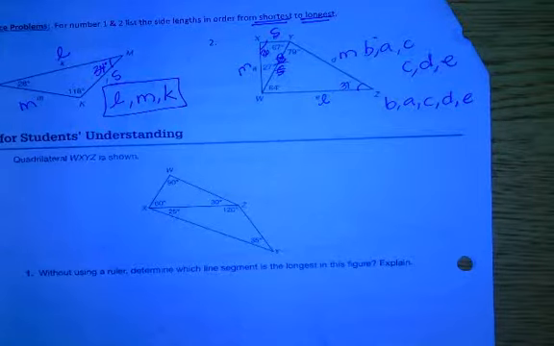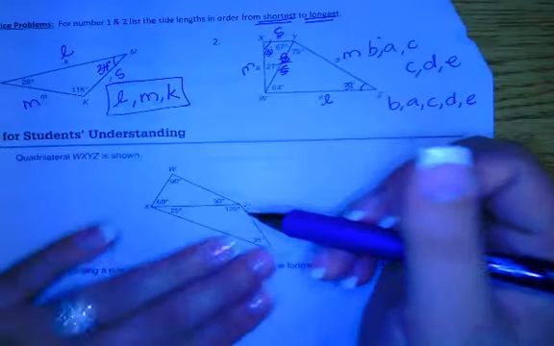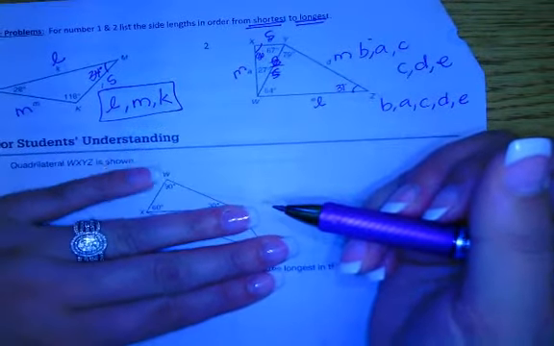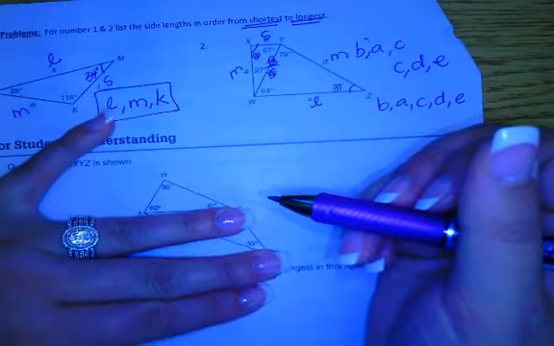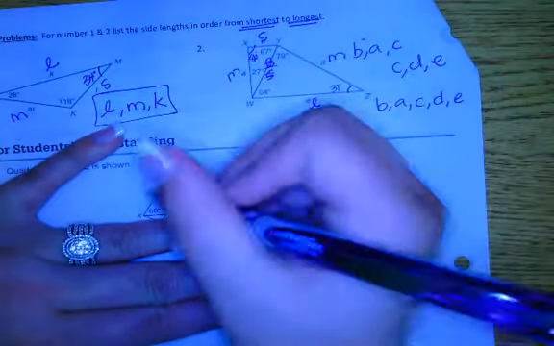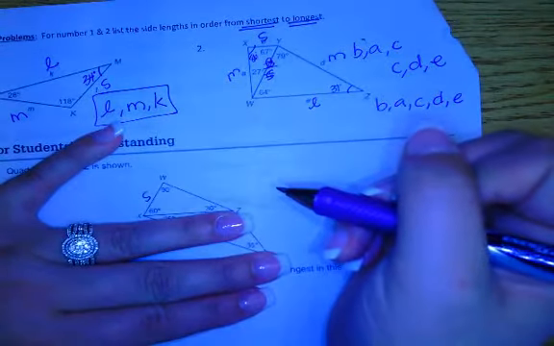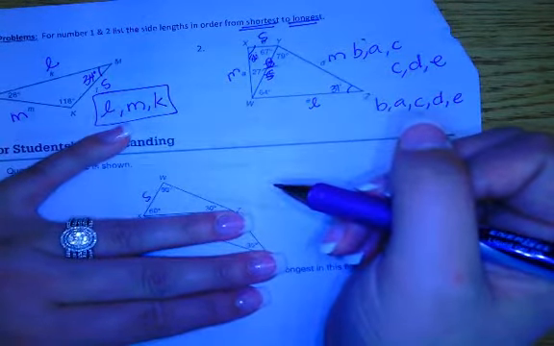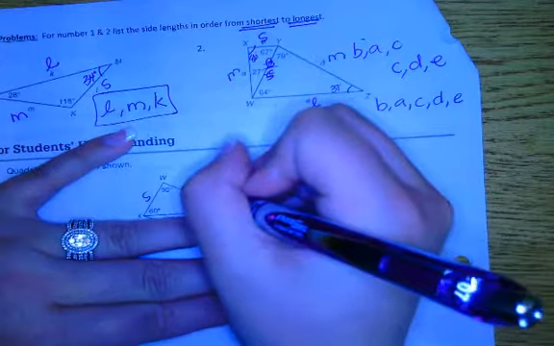Alright. Number 1, without using a ruler, determine which line segment is the longest in this figure. Explain. Okay, so let's start with labeling our sides. Start with the top triangle. Which is our smallest side? WX. Medium? WZ. Long? XZ.